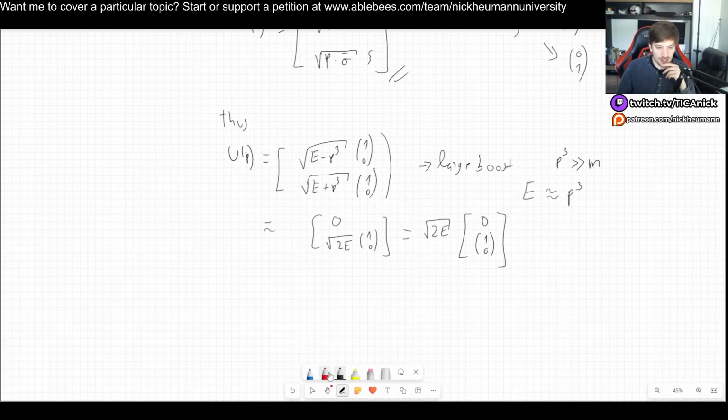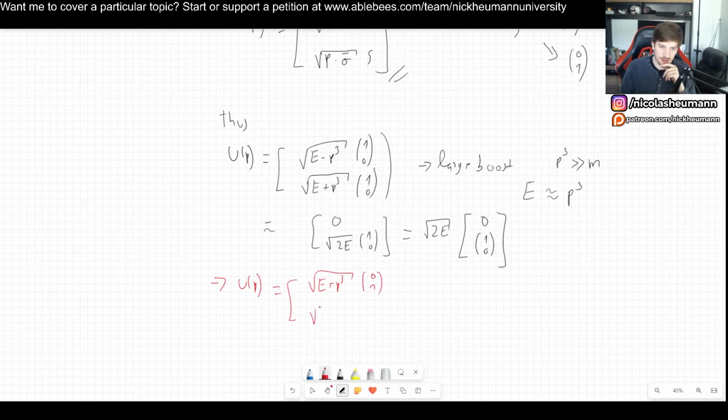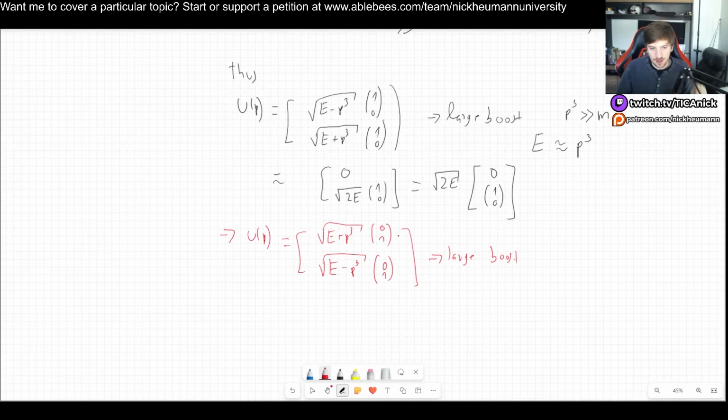In the case that we have a large boost for spin down, it's going to be very similar. So in this case, we're going to have the square root of E plus P3, 0, 1, E minus P3, 0, 1. We now apply the large boost. And again, this thing is going to be 0. So we're going to get the square root of 2E, which is coming from the term on top. So we have 0, 1, 0.